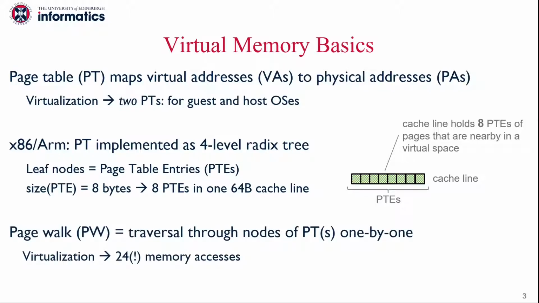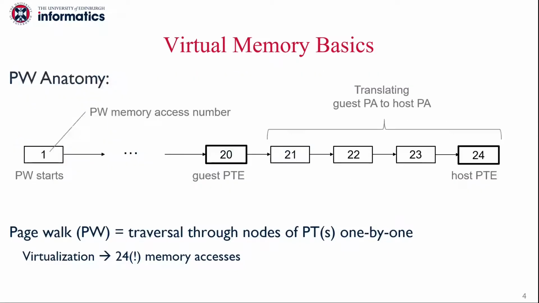On a TLB miss, the page table is sequentially traversed, and this procedure is called a page walk. On x86 and ARM architectures, under virtualization, a page walk can take up to 24 serialized memory accesses.